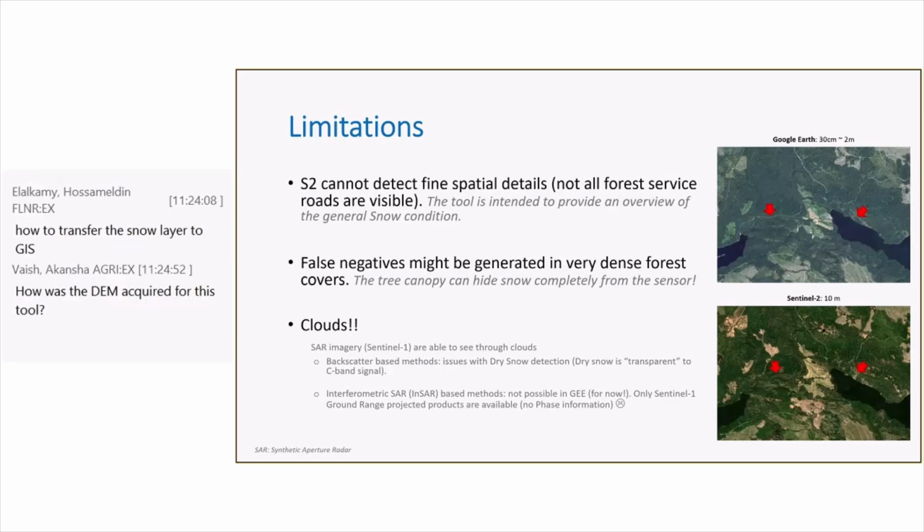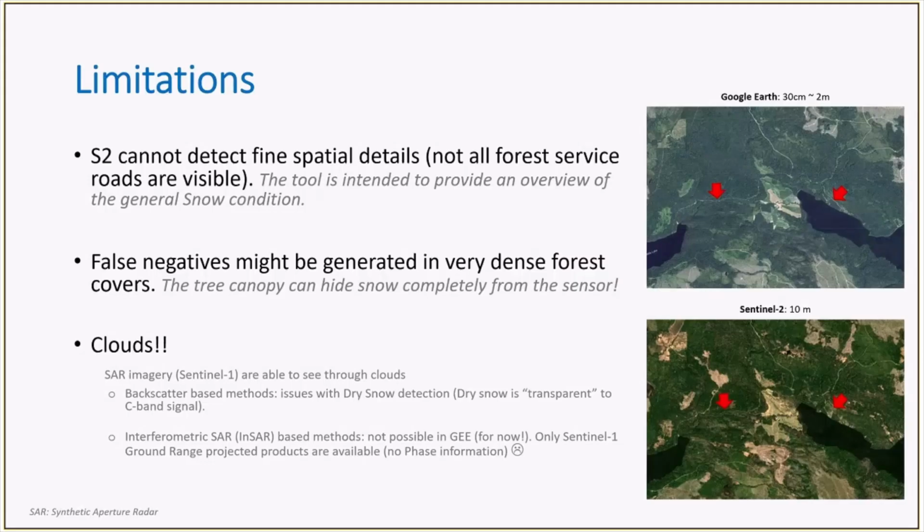Repeat pass interferometry, on the other hand, can detect snow with reasonable accuracy, according to some studies. But this kind of analysis is not currently supported in Earth Engine, and the processing is much more complicated than optical imagery. But well, that's another story for another day. And that's all I have to share with you.